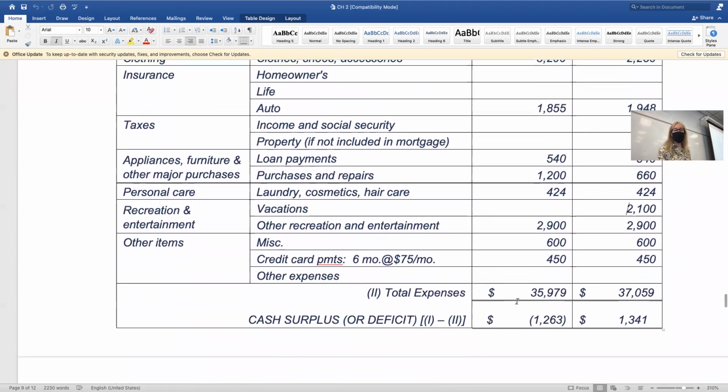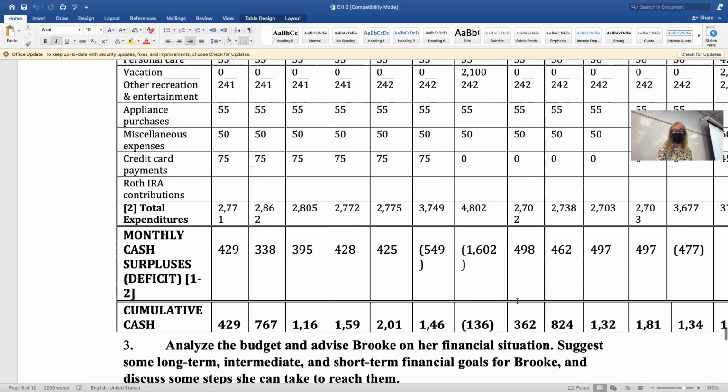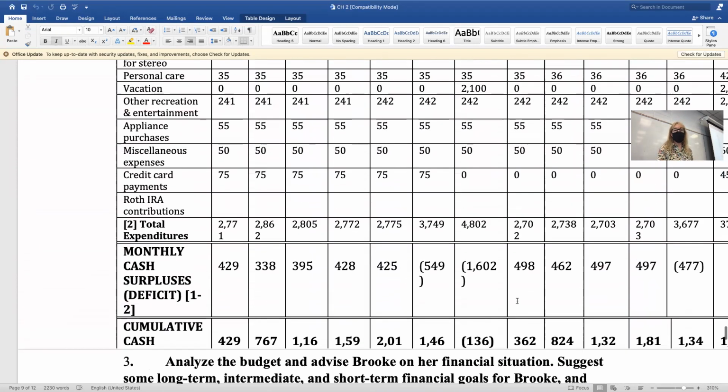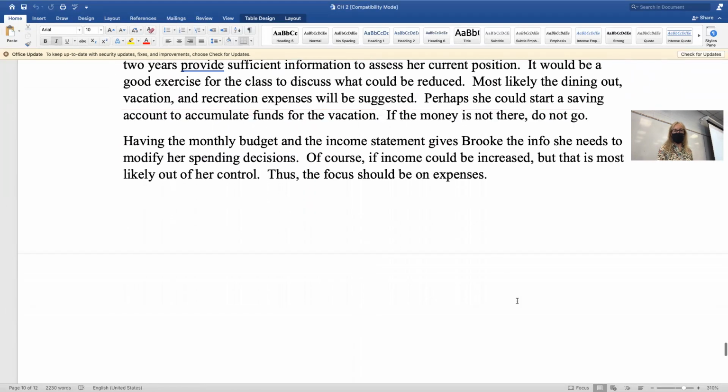Okay, so anyway, that's what I was looking for, really, mainly your analysis of her situation. First, savings ratio, did you get 2.81? Did they ask for that?